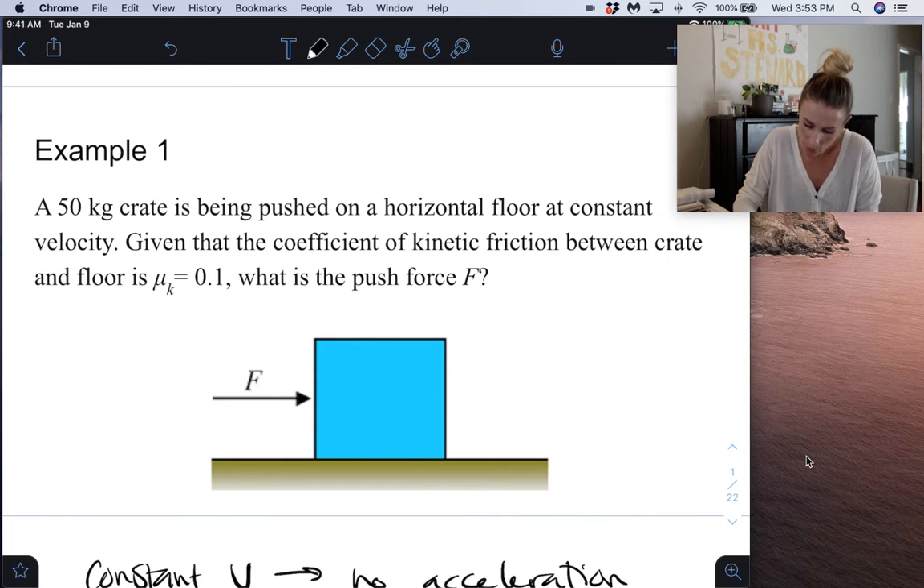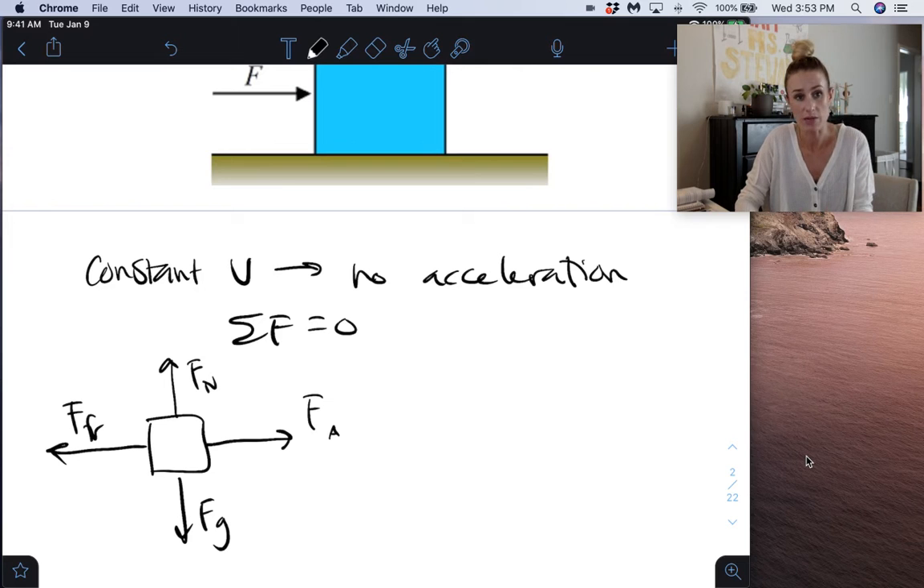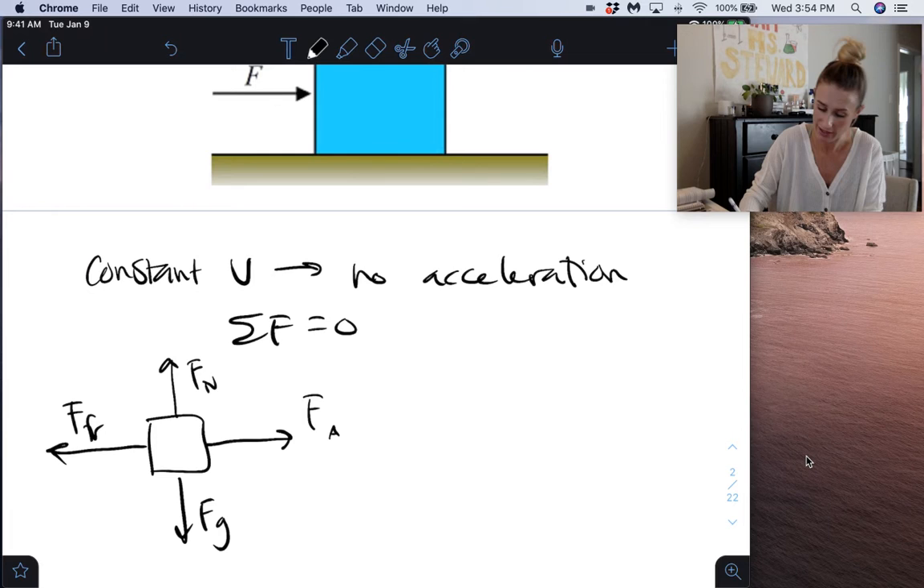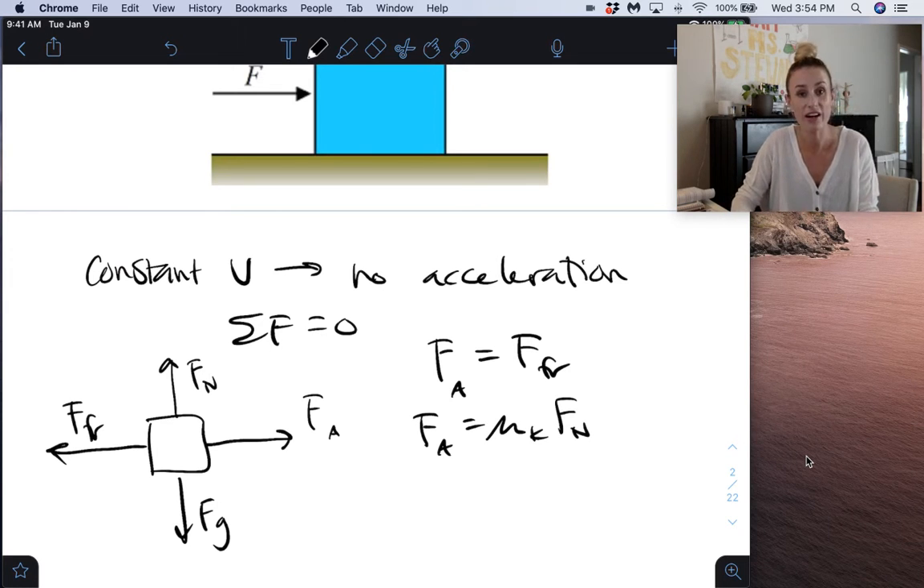If I want to know what the push force F is, or the applied force, I know that that's just going to be equal to the friction force, because again, we're at constant velocity, forces are balanced. So applied force is equal to the friction force. My equation for the friction force is mu k times the normal force. And since my forces are balanced in the vertical direction as well, that normal force is equal to the force of gravity.